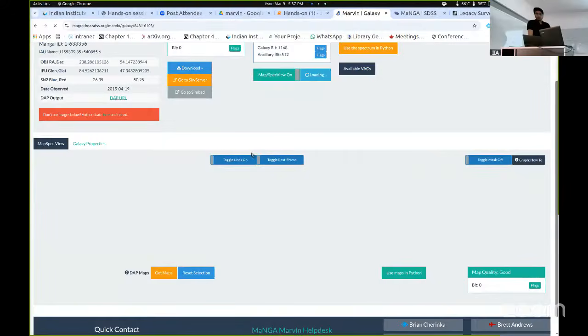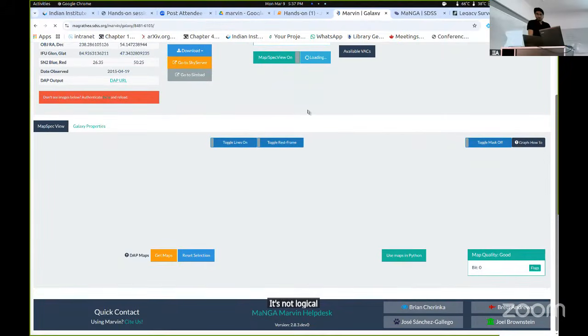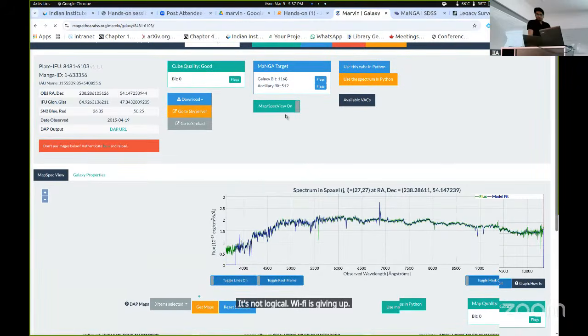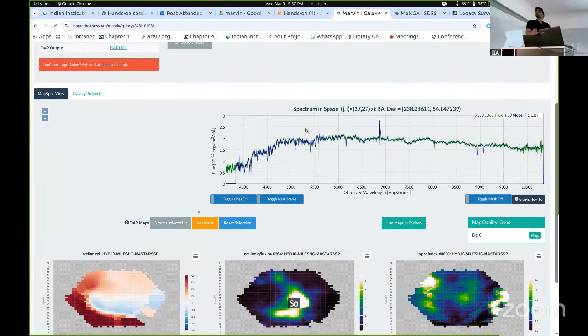It's not loading. The Wi-Fi is giving up. But in Marvin you can do similar things, though you do it in Python.